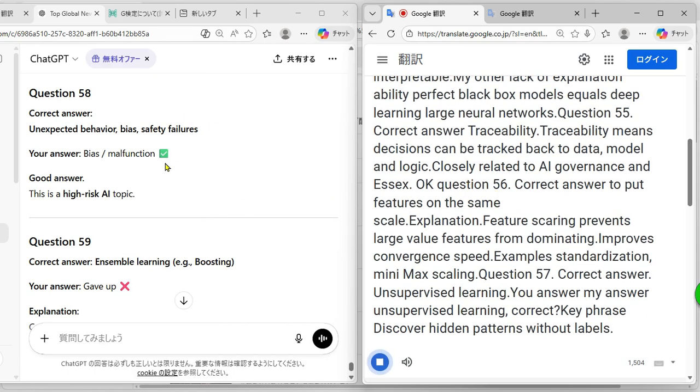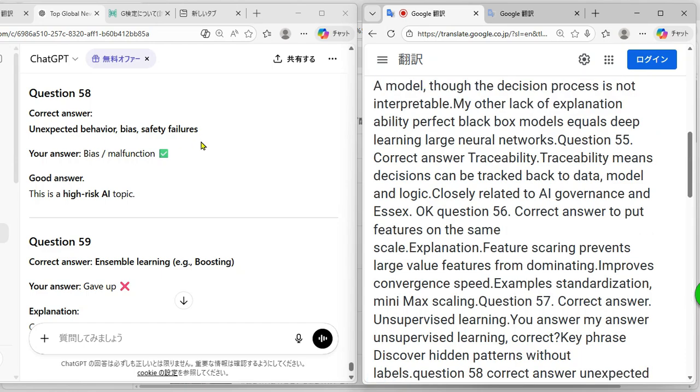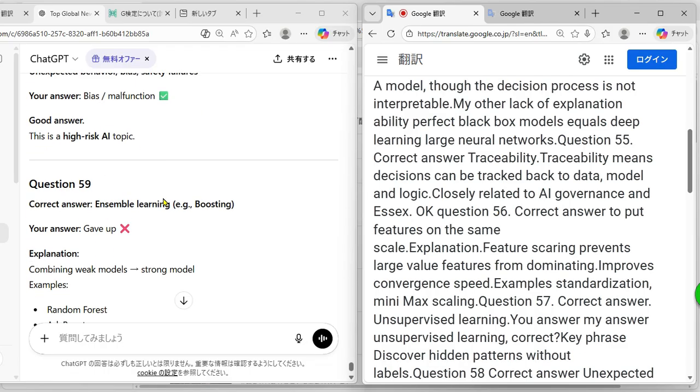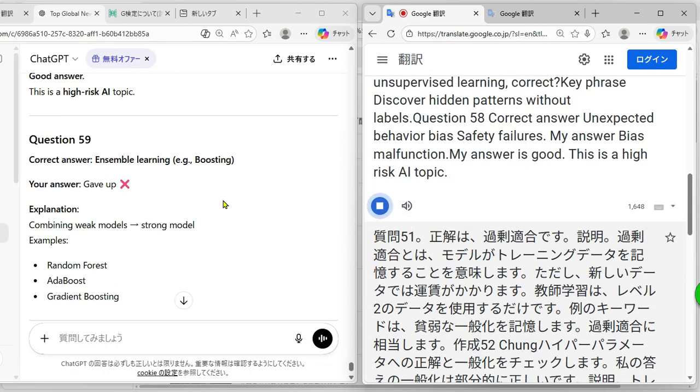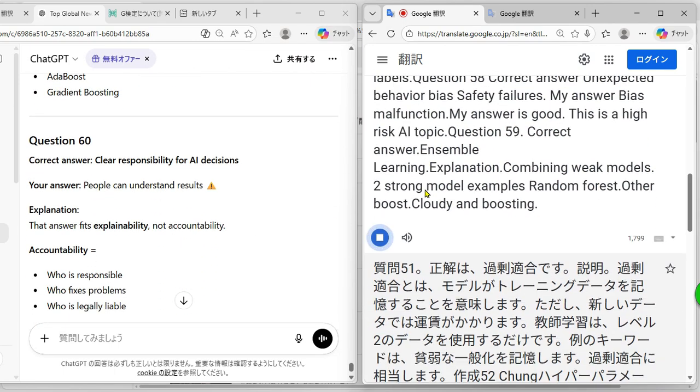Question 58, correct answer: unexpected behavior, bias, safety failures. My answer, bias, malfunction. My answer is good. This is a high-risk AI topic. Question 59, correct answer: ensemble learning. Explanation: combining weak models into a strong model. Examples: random forest, other boosting methods, gradient boosting.